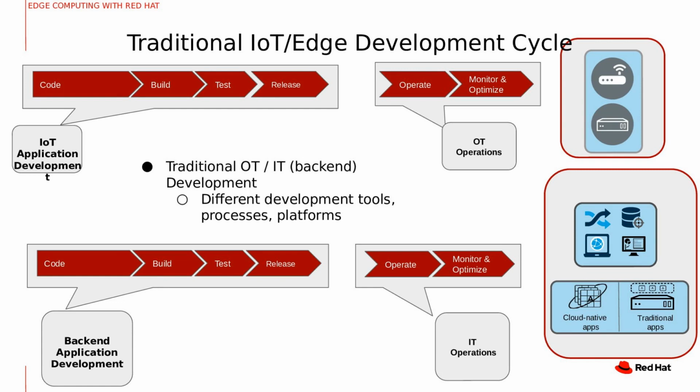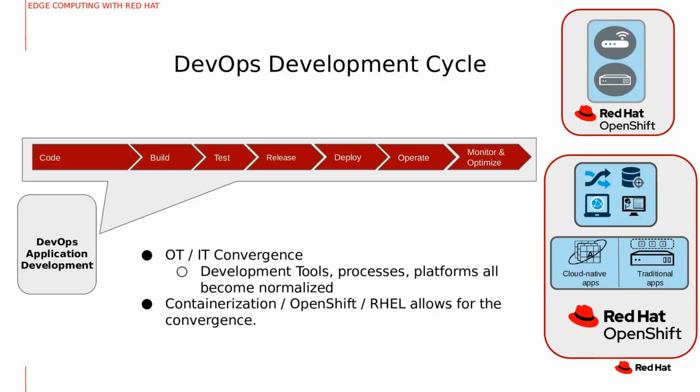But the IoT stuff that runs on the gateway has to talk to some back end. So there's a separate development team writing the back end code, putting things in the database, etc. They build, test, and release things and hand it over to an IT operations team who then deploys the stuff and manages it from there. So this is the traditional development cycle for an edge IoT solution.